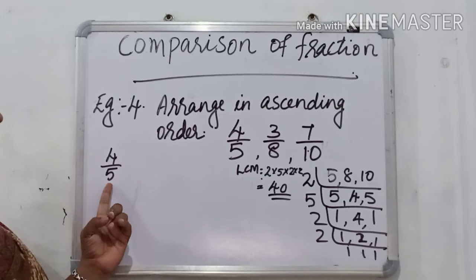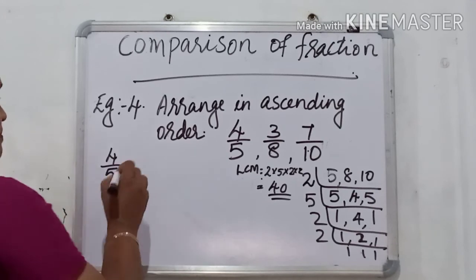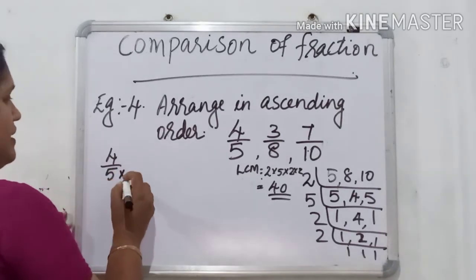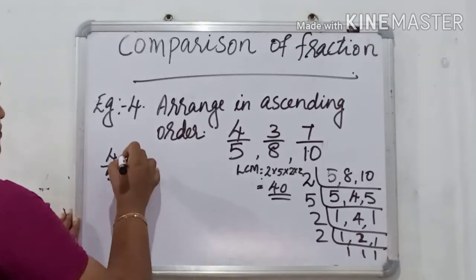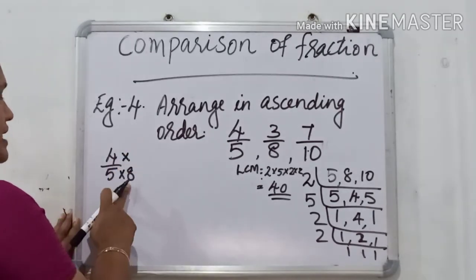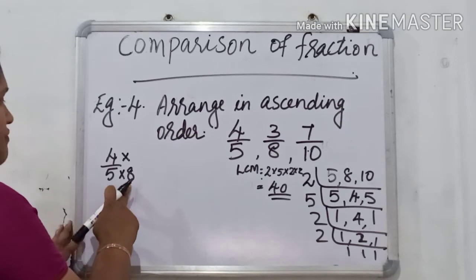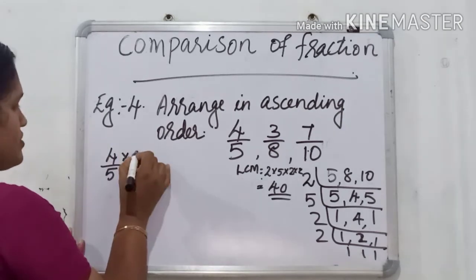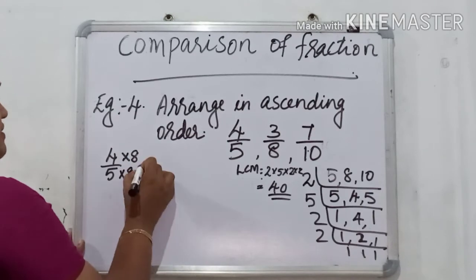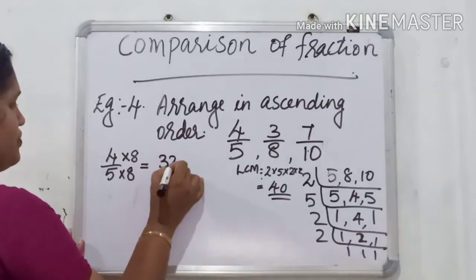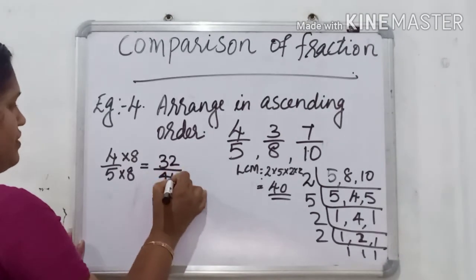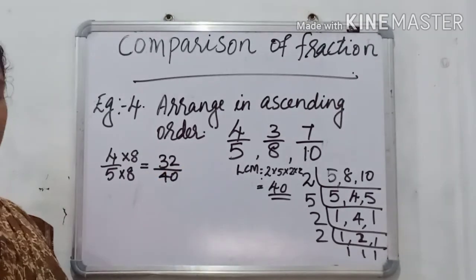To convert 5 into 40, we should multiply here by 8. 8 5's are 40. When we multiply the denominator by 8, we should multiply the numerator also by 8, which equals 4 8's are 32 by 40. Clear?